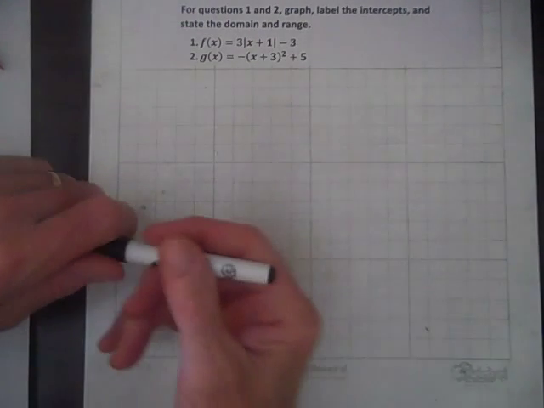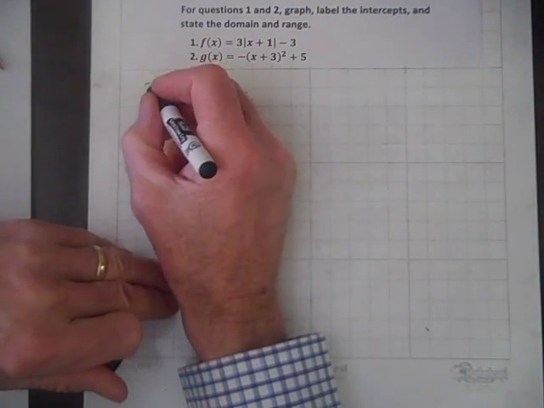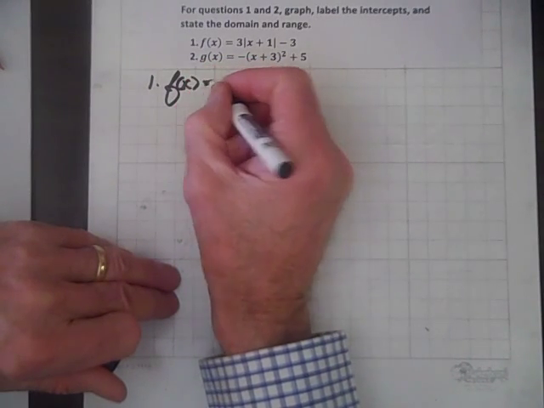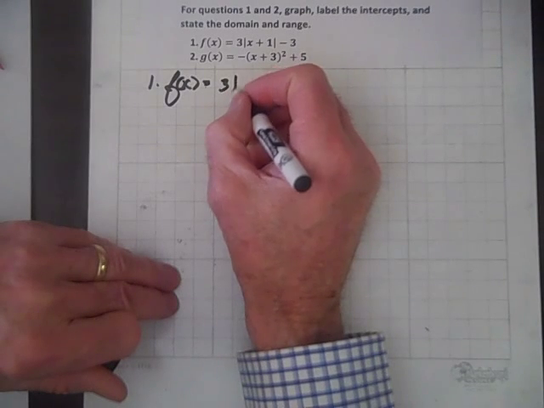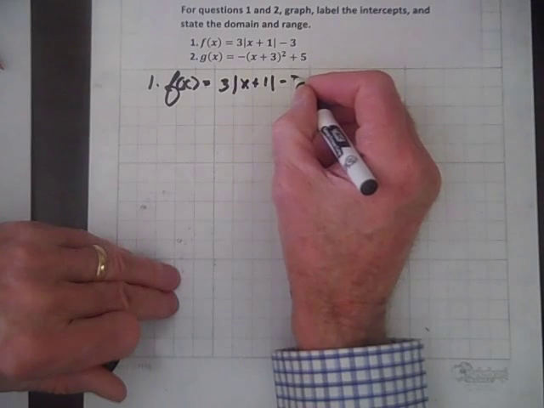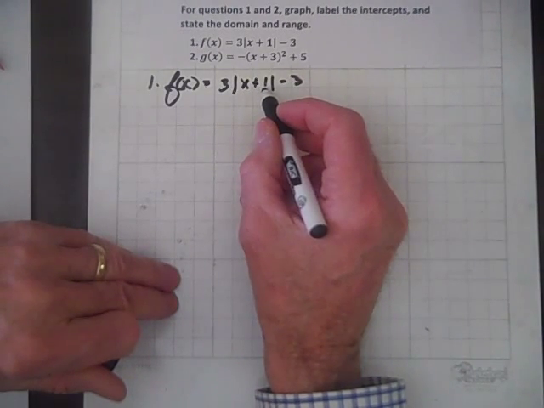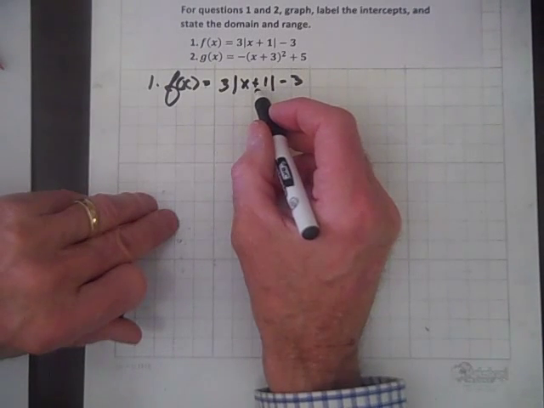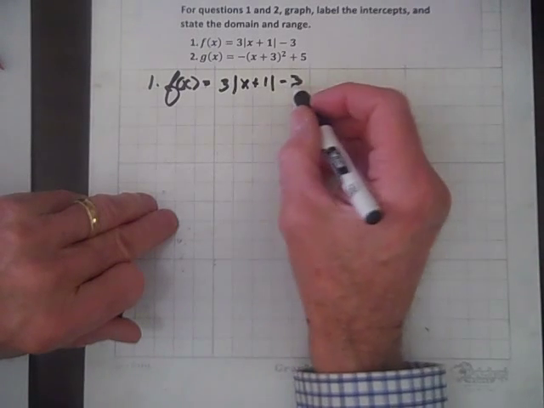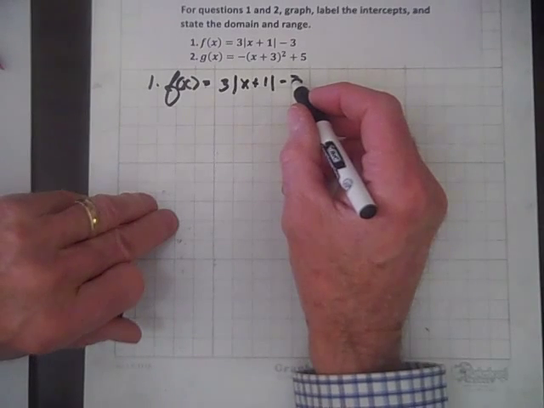Well, we have a couple of equations to graph. Let's deal with the first one. 1. F of x equals 3 times the absolute value of x plus 1 minus 3. Now, what we find in here, x plus 1, that expression has to do with a horizontal transformation. This term that's independent, minus 3, has to do with a vertical transformation.